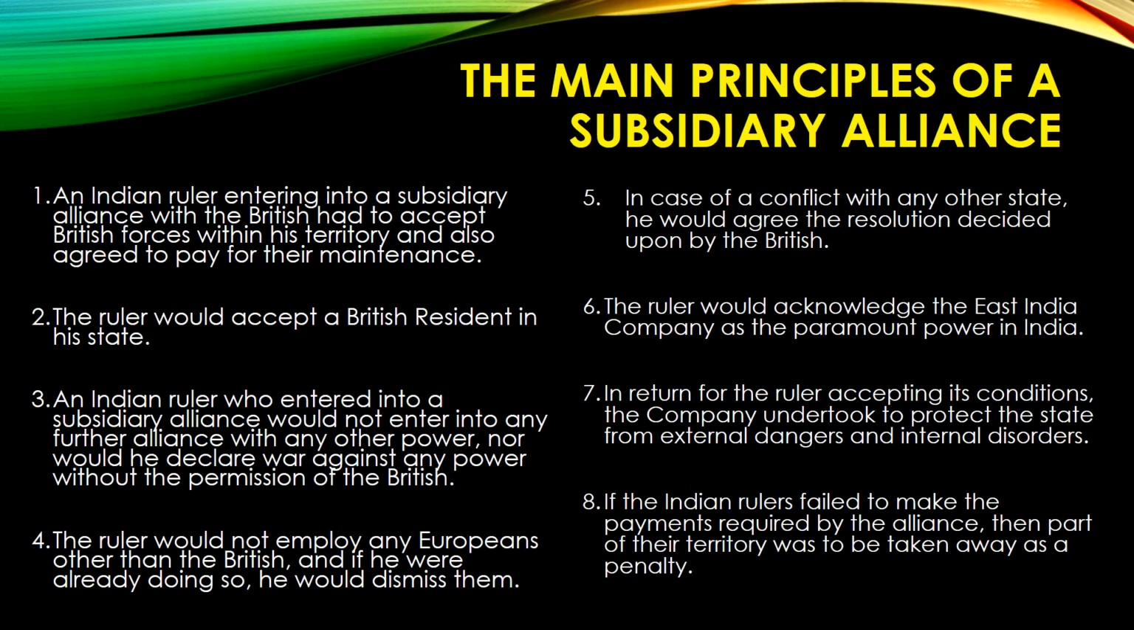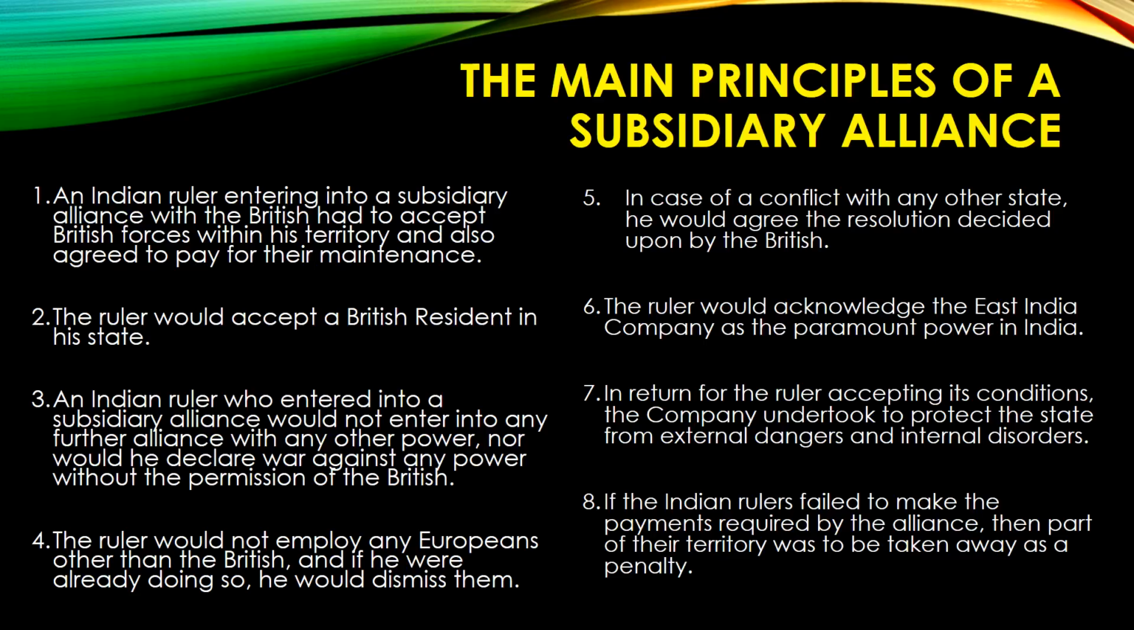The main principles of subsidiary alliance are: an Indian ruler entering into a subsidiary alliance with the British had to accept British forces within its territory and also agreed to pay for their maintenance. The ruler would accept a British resident in his state. An Indian ruler who entered into a subsidiary alliance would not enter into any further alliance with any other power, nor would he declare war against any power without the permission of the British.